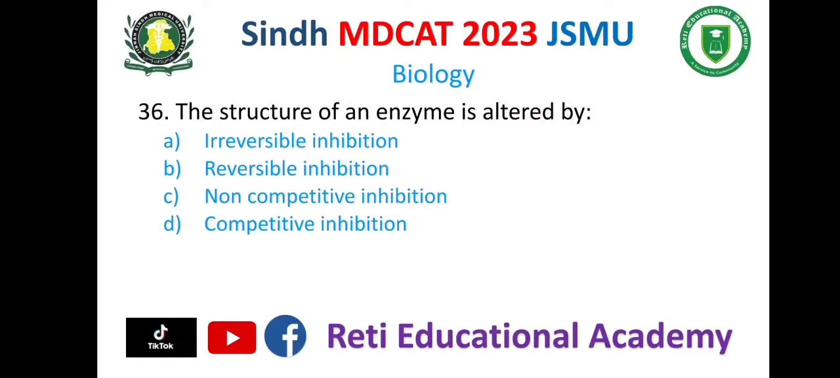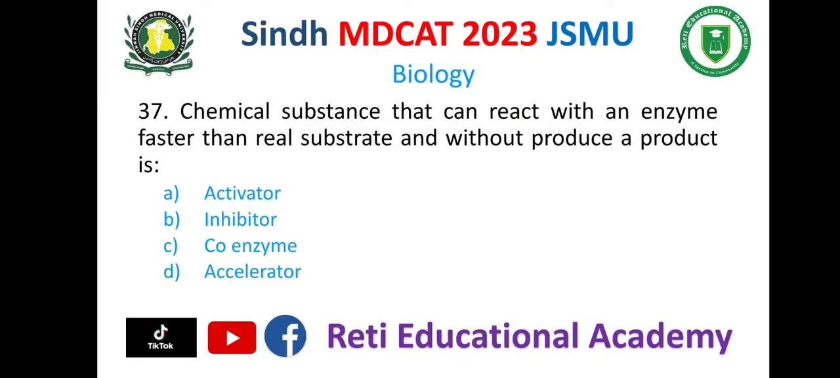Question number 36. The structure of an enzyme is altered by A. Irreversible inhibition, B. Reversible inhibition, C. Non-competitive inhibition, D. Competitive inhibition. And the correct option is C. Non-competitive inhibition.